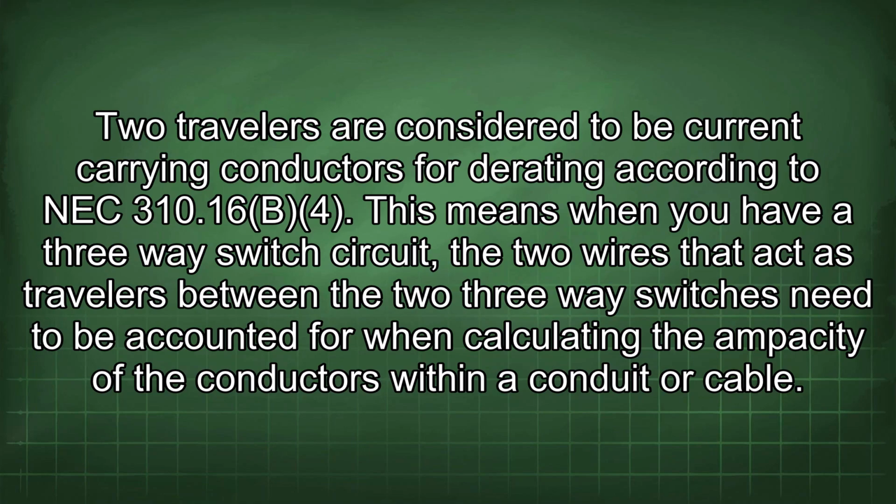Two travelers are considered to be current carrying conductors for derating according to NEC 310.16(B)(4). This means when you have a three-way switch circuit, the two wires that act as travelers between the two three-way switches need to be accounted for when calculating the ampacity of the conductors within a conduit or cable.